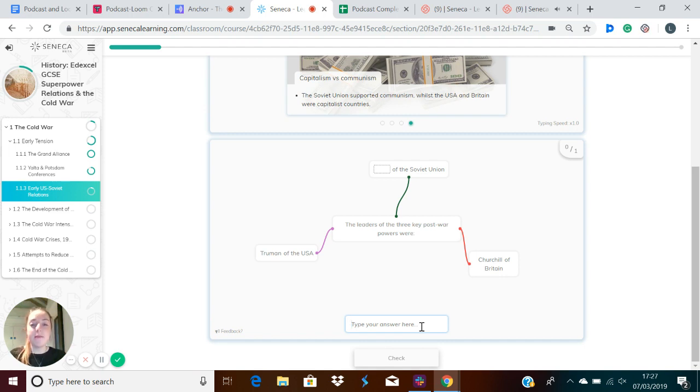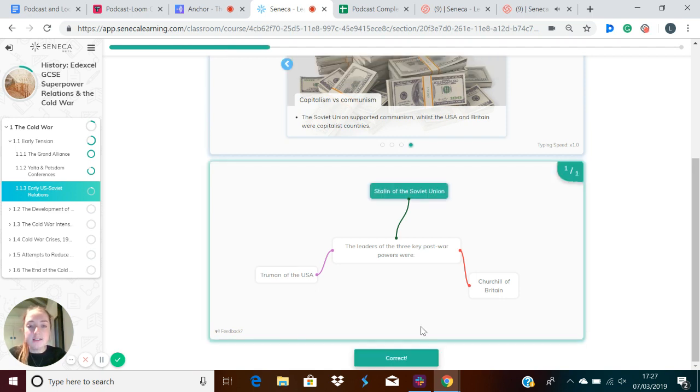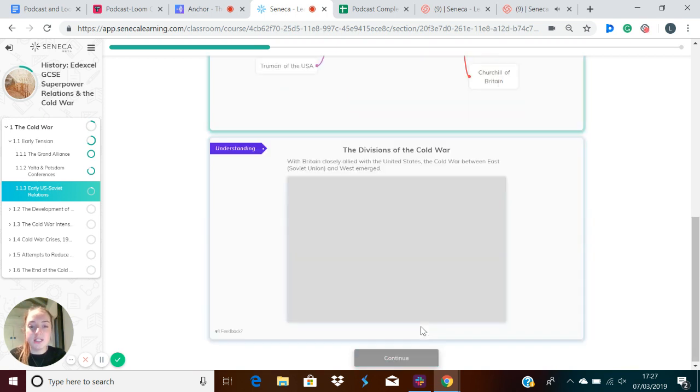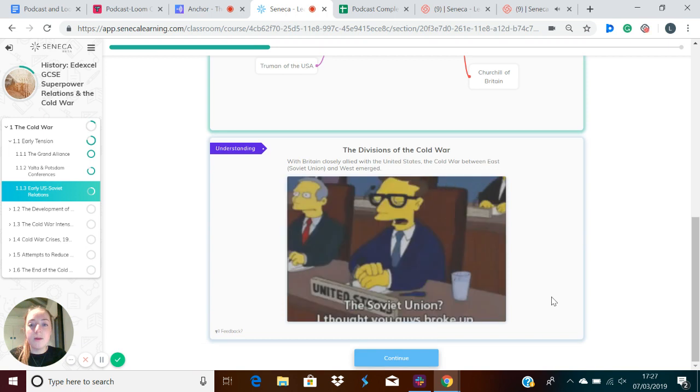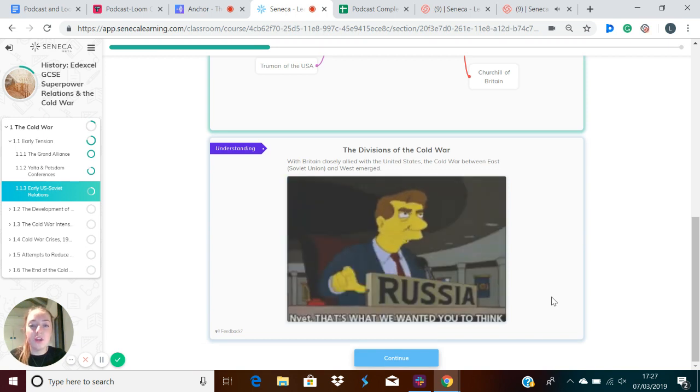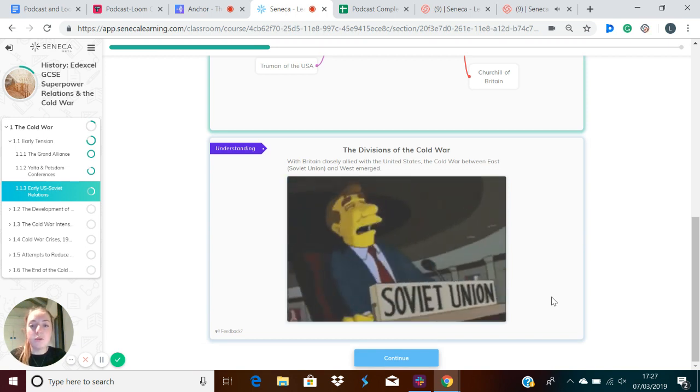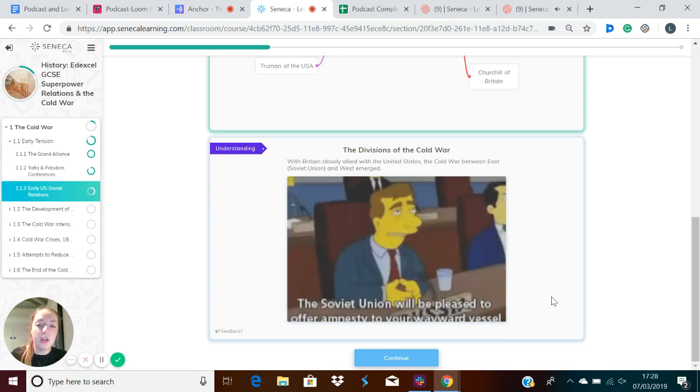Can you remember the names of the leaders of the three post-war powers? So there was Truman in the USA, Stalin in the Soviet Union, and Churchill in Britain. When Britain closely allied with the United States, the Cold War between the Soviet Union in the East and the West emerged.